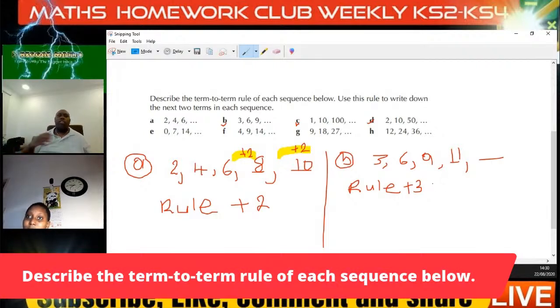Hang on. Sorry. Call yourself, come on, Denzel. Why you adding? Call yourself 9 and add 3. 10, 11, 12. 12. Okay, so that's 12. So you got the rule right. You would have got 1 mark there.